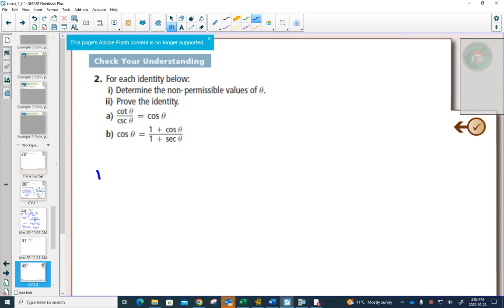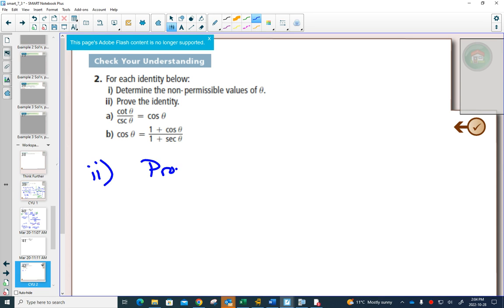Part I says determine the non-permissible values. I'm going to actually do the non-permissible values after the proof, because sometimes the proof helps us see non-permissible values more easily. The non-permissible values are always based on what you're not allowed to do. You're not allowed to divide by 0. So when I go to prove this, let's do the proof first.